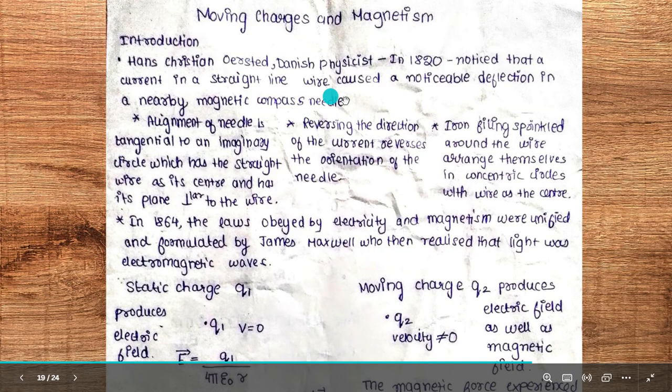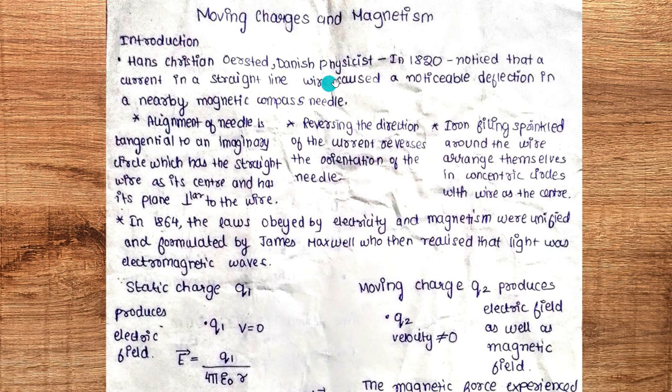So Hans Christian Ørsted, a Danish physicist, in 1820 noticed that a current in a straight line wire caused a noticeable deflection in a nearby magnetic compass needle. You can imagine a compass needle and also a straight line wire through which I am passing some amount of current. The needle will show a noticeable deflection, up to a certain angle. The alignment of the needle is tangential to an imaginary circle which has the straight wire as its center and its plane perpendicular to the wire.